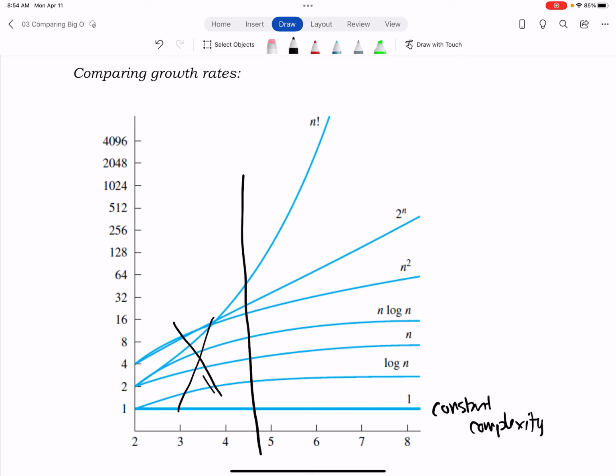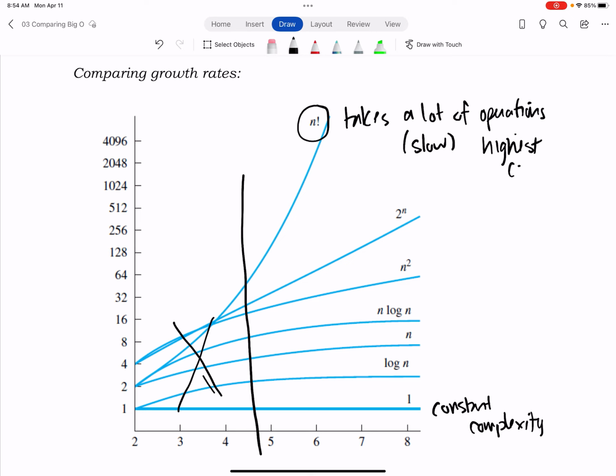Whereas n factorial, this is really slow. It takes a lot of time. It takes a lot of operations. So this is really slow, or this is the highest complexity.